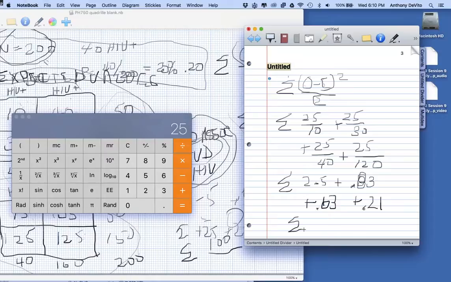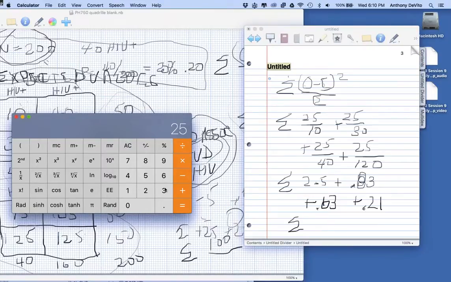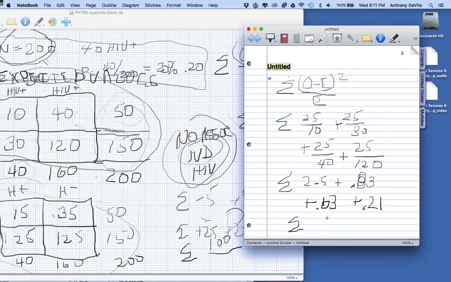Okay, so let's add those up. I should have been plugging it into the calculator at the same time. 2.5 plus 0.83 plus 0.63 plus 0.21 is 4.1. I'm going to take your word for it because I don't want to start again. Calculators on computers are really cumbersome. So the sum of all this is equal to 4.1.